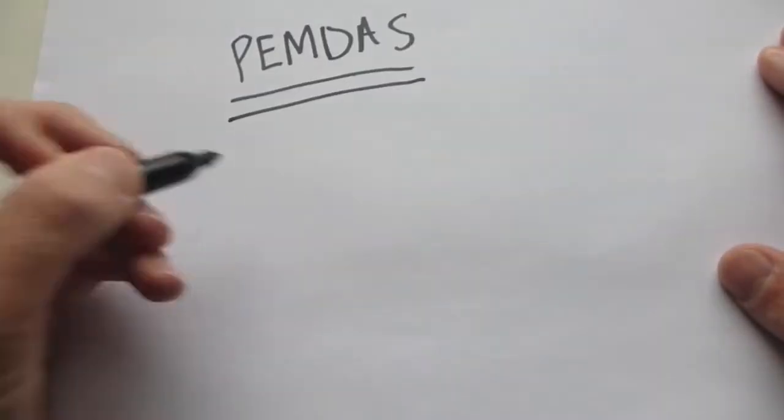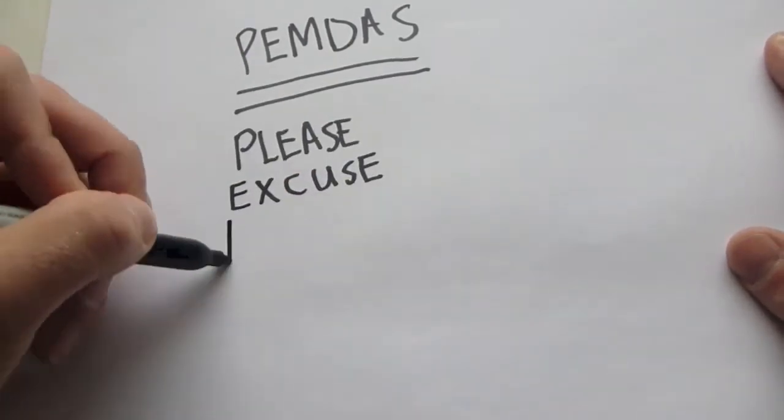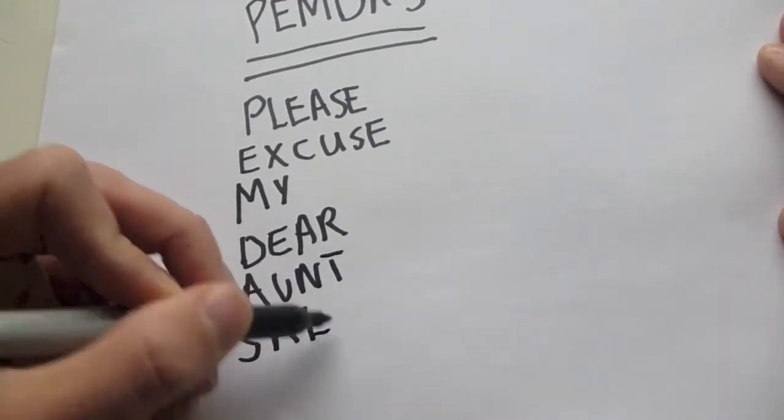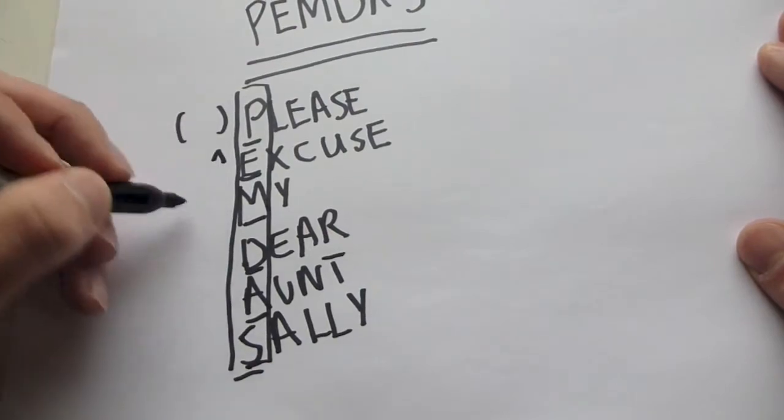Order of operations. What does it mean? Sometimes we hear PEMDAS. Sometimes we hear the mnemonic device, please excuse my dear Aunt Sally. I don't have a dear Aunt Sally, so I don't know who they're talking about, where it stands for, respectively, parentheses, exponents, multiply, divide, add, and subtract.